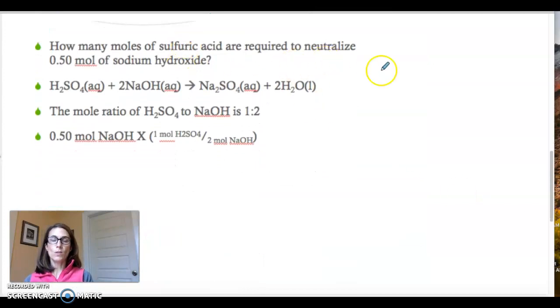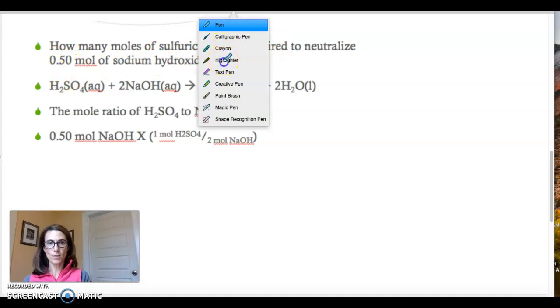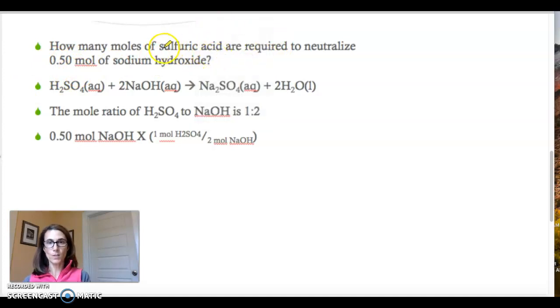So this brings us to some titration calculations. How many moles of sulfuric acid, that's this guy, and let's use our highlighter so we know what the names of these substances are. Sulfuric acid, which we should know anyway because acids start with that H. How many moles of sulfuric acid are required to neutralize 0.50 moles of sodium hydroxide? So this is our sodium hydroxide.